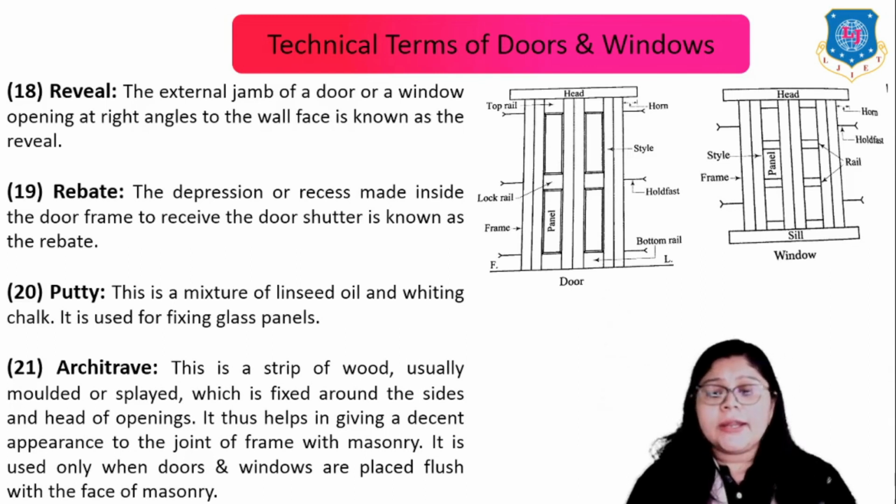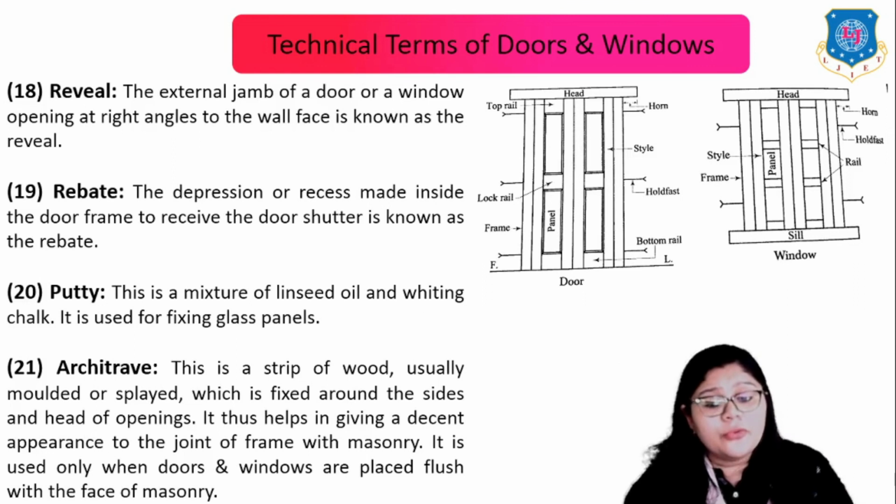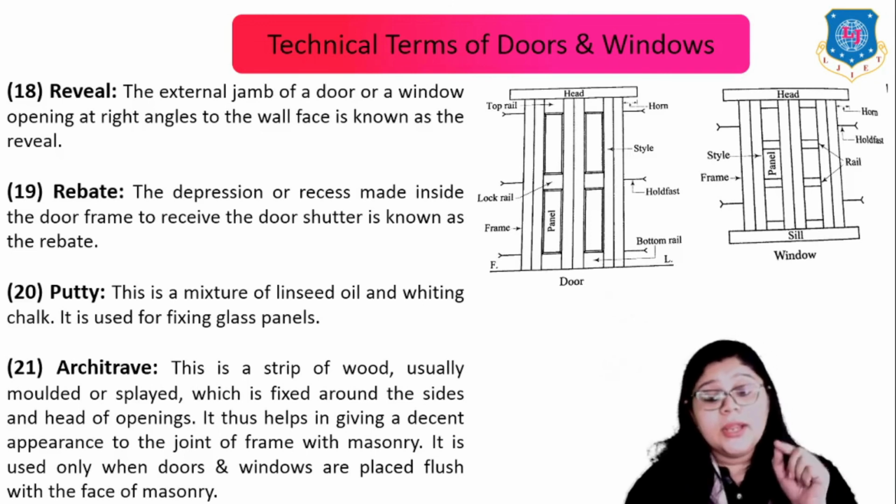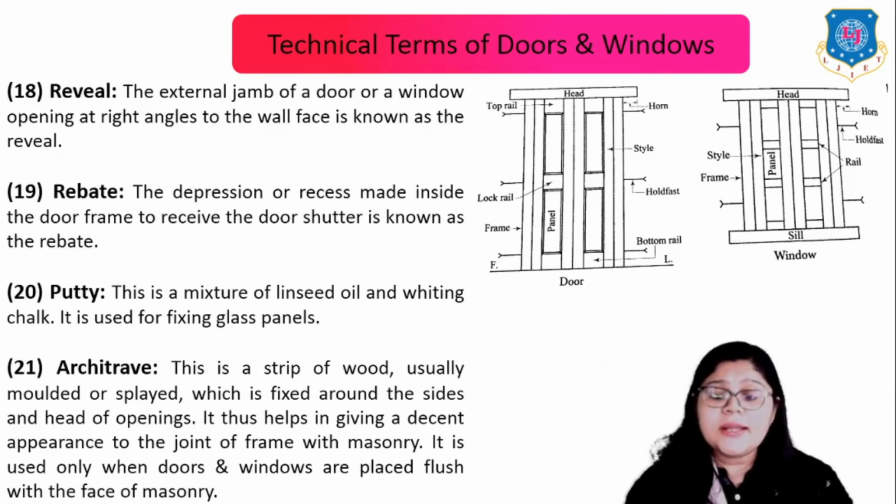Next is the architrave. This is a strip of wood, usually moulded, which is fixed around the sides and the head of the opening. It thus helps in giving a decent appearance to the joints of the frame with masonry. It is used only when doors and windows are placed flush with the face of masonry. So that's it for the technical terms of doors and windows.